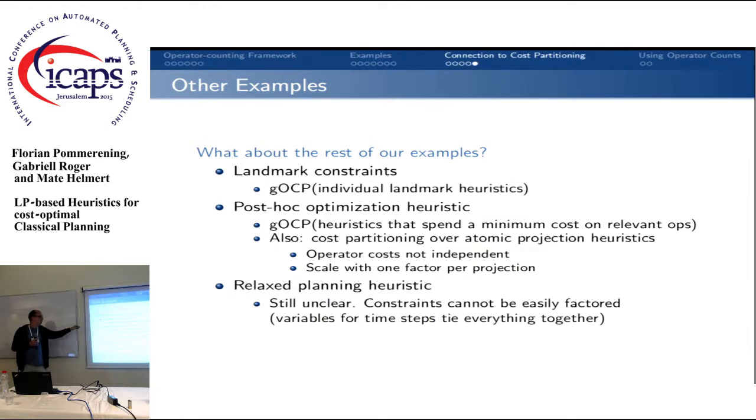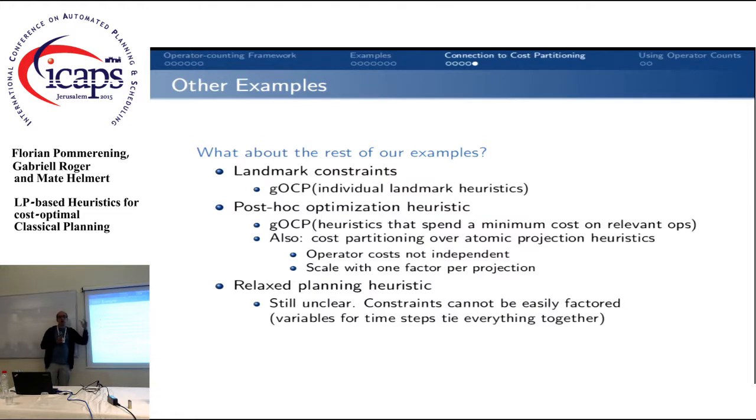For the next one, the post hoc optimization heuristic, the answer might seem a bit weird. It's a general optimal cost partitioning of heuristics that are guaranteed to spend a certain amount of cost on the relevant operators. So each component heuristic says that on my relevant operators, I want to spend at least this cost. And this is kind of similar to landmarks. It's not exactly the same, but it's related to landmarks.